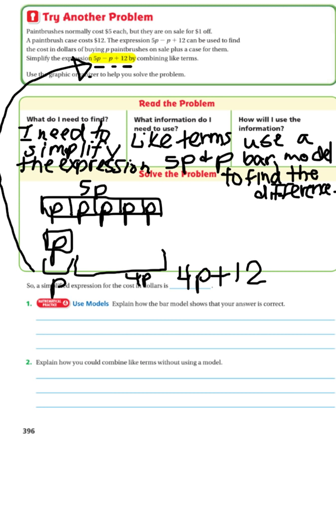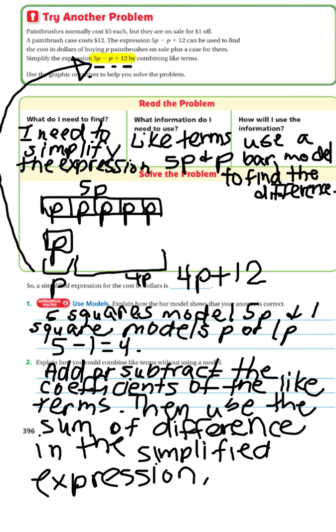Number 1. Use models. Explain how the bar model shows that your answer is correct. Okay, so we have 5 squares modeling 5p, and 1 square modeling 1p, or just p. So then 5 minus 1 equals 4. Now number 2 says, explain how you could combine like terms without using a model. That means you are not going to draw a picture, you're going to figure it out numerically with numbers.